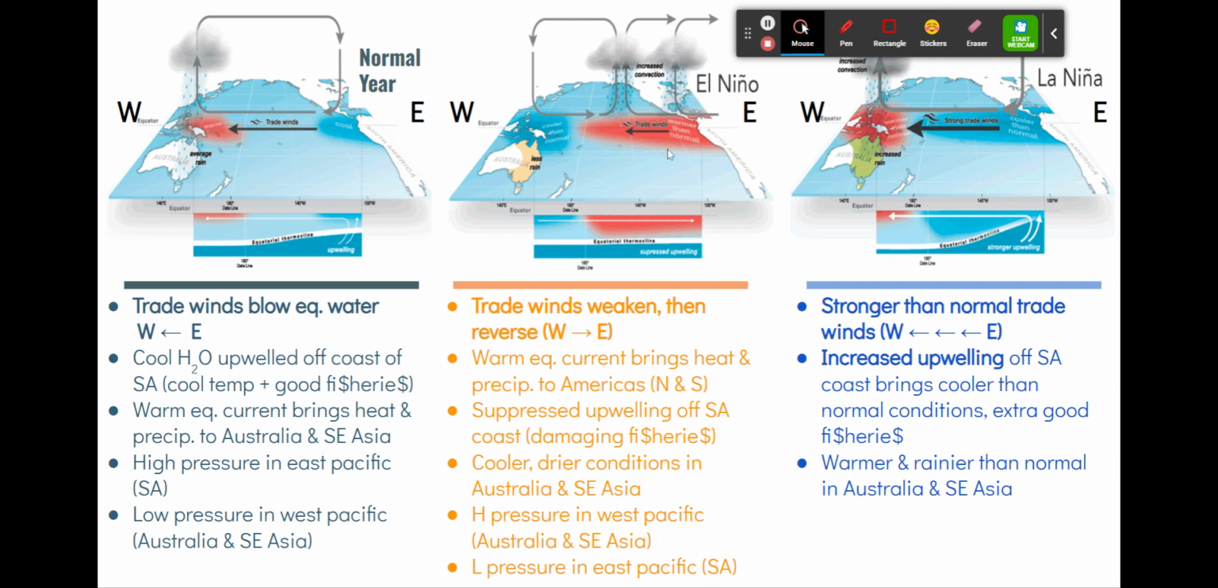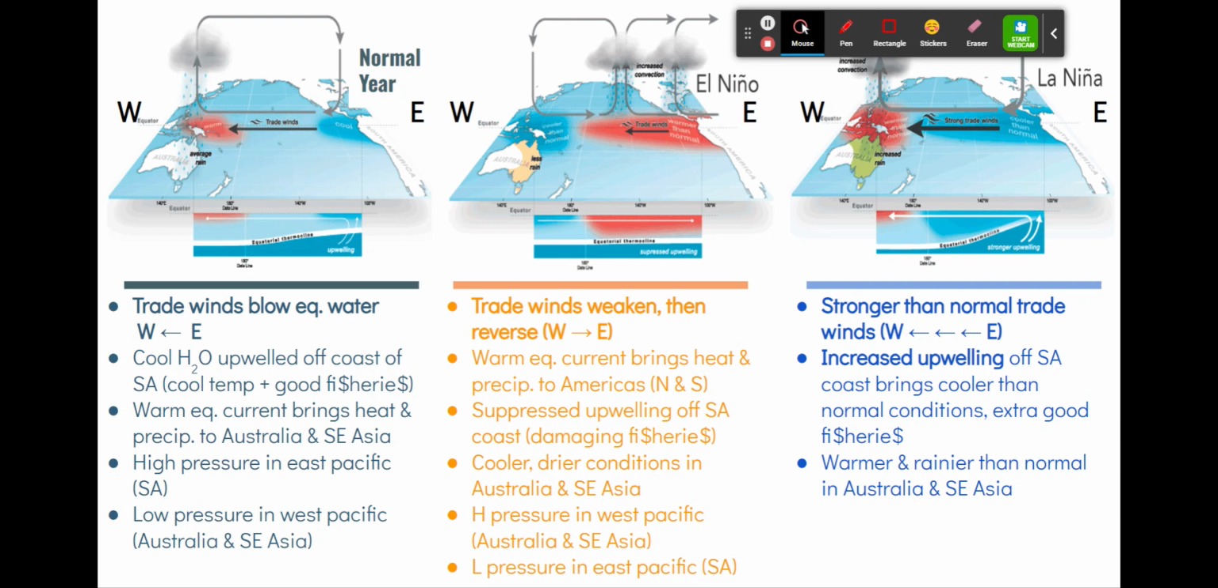However, during an El Nino year, the trade winds weaken and they reverse. So now they're going from west to east. This moves the warmer water towards South America. So the current brings heat and precipitation to the Americas, whereas the Australia coast and the Southeast Asia area is now going to be cooler. Because this water is so warm over here, it's not going to mix with the colder water underneath. So we're actually going to have suppressed upwelling off of the coast of South America.